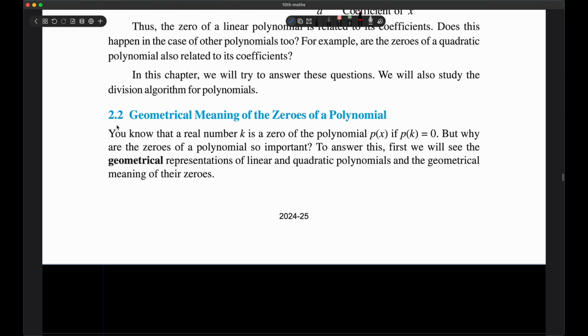Hello everyone, my name is Shyam Chauhan and today we are going to discuss topic number 2.2, Geometrical meaning of zeros of the polynomial.